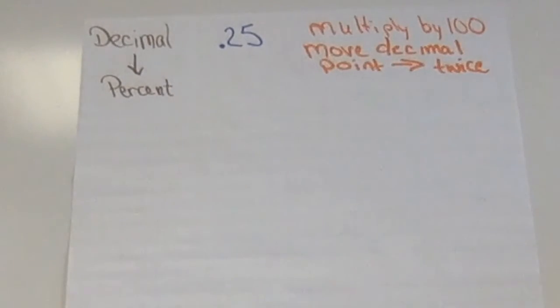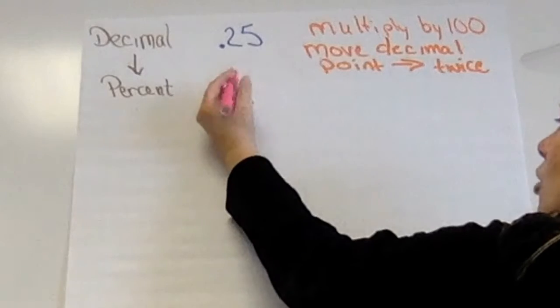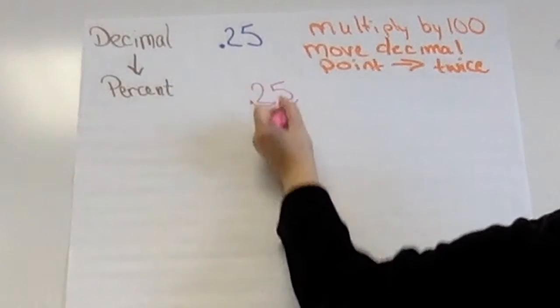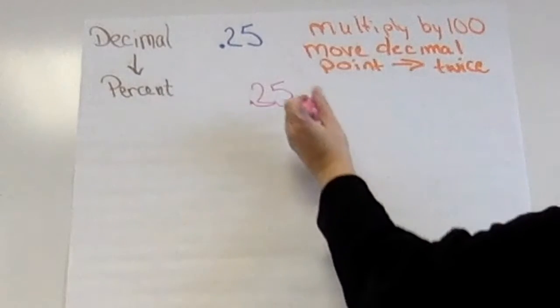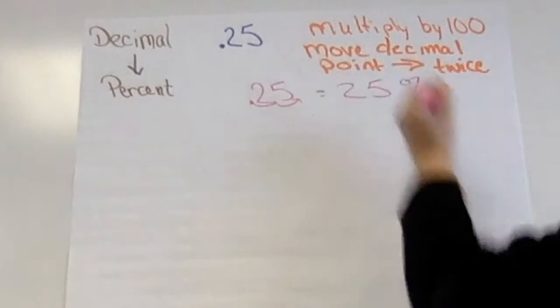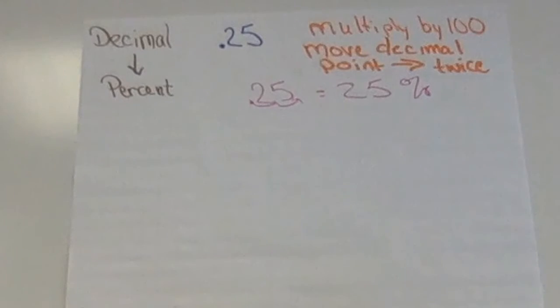So 0.25 becomes... If I move it over once, twice, it'll go right there. So it's actually 25%.